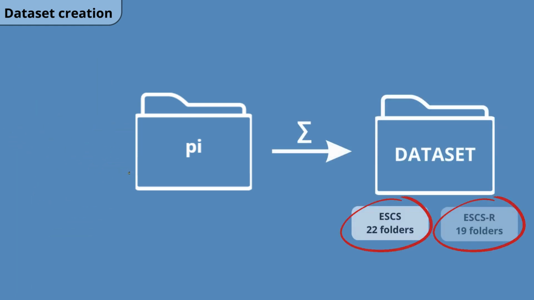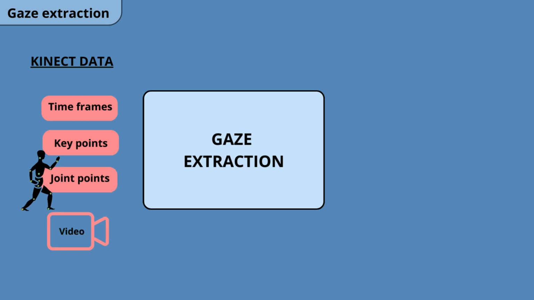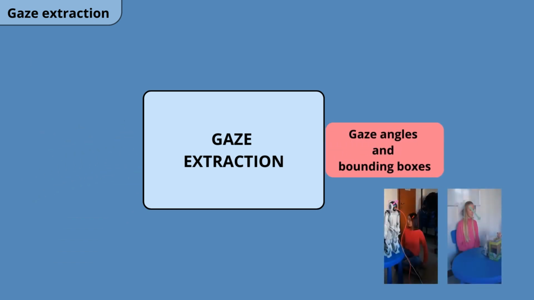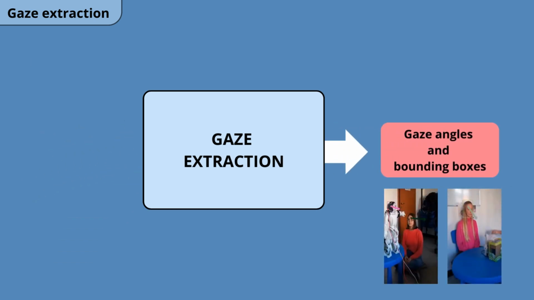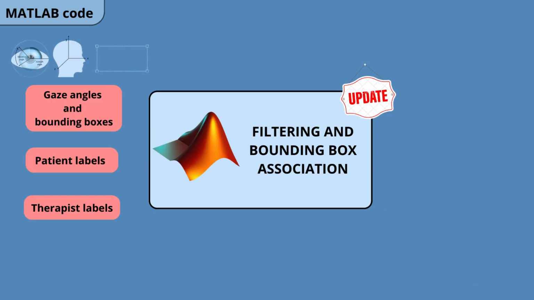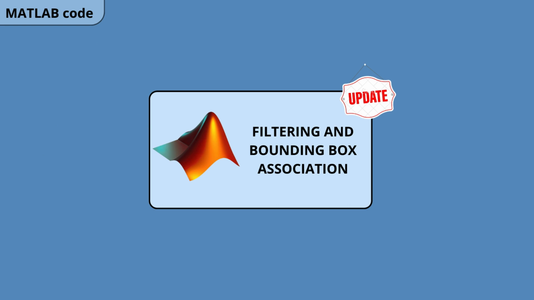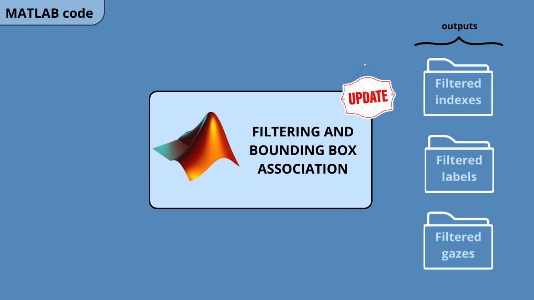To ensure quality, incomplete data were omitted, resulting in 22 folders for scenarios without a robot and 19 folders for cases with a robot. The experiment videos and the Kinect motion data were then used to generate the gaze angles and the bounding boxes for each frame. Using this output together with the labeling data in the MATLAB code, we implemented the removal of the no-class data to obtain 3 files for each patient and therapist: the indexes of the filtered timeframes, the corresponding filtered labels, and filtered gazes.